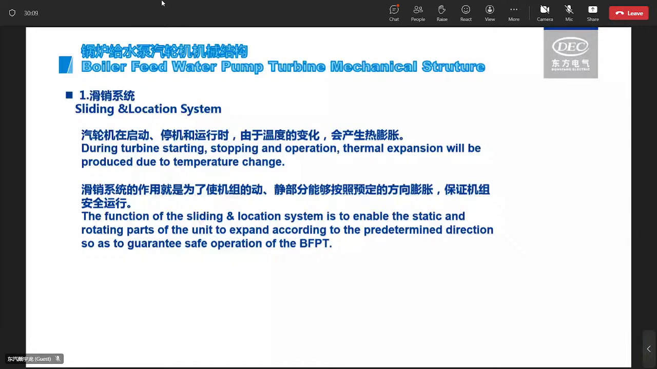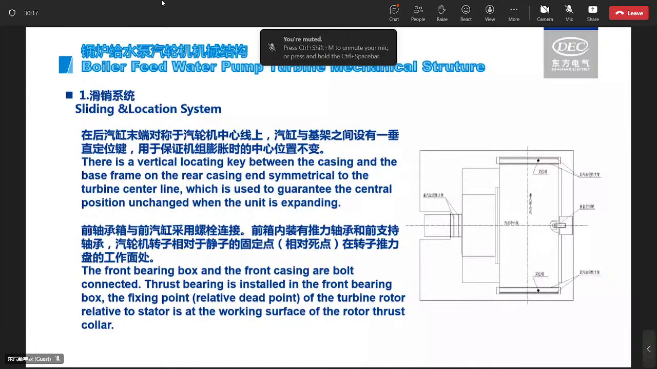The second important structure is the shaft system. The main shaft system is composed of the steam turbine rotor, the feed water pump shaft, and the flexible coupling between them. They are connected.